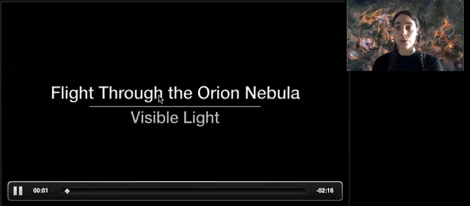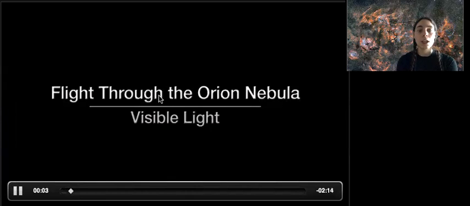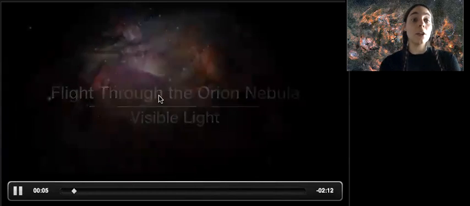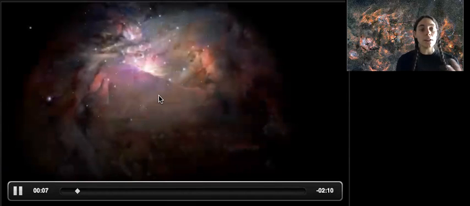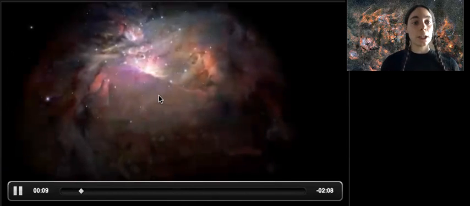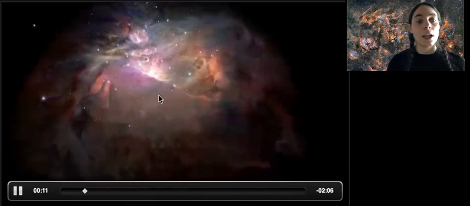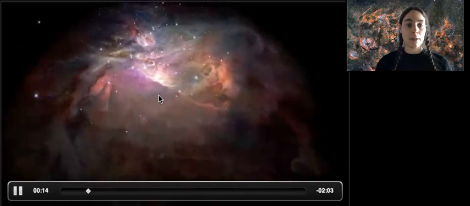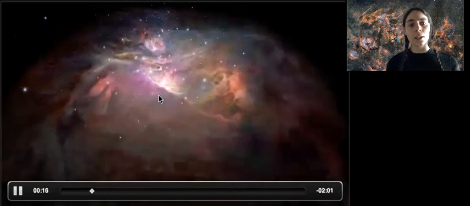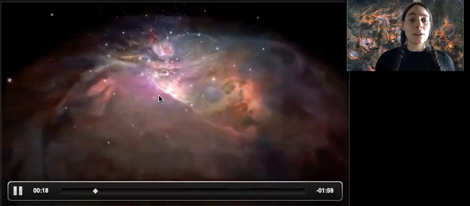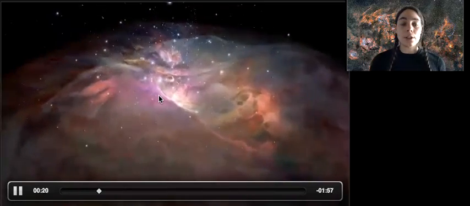Before I jump into my research, I wanted to take us on a little journey through a star-forming region in our own galaxy, the Orion Nebula. All of this is based on Hubble imaging, so we're going to be looking at an optical light model of the Orion Nebula. As we fly through this star-forming region, I want you to notice a few things.